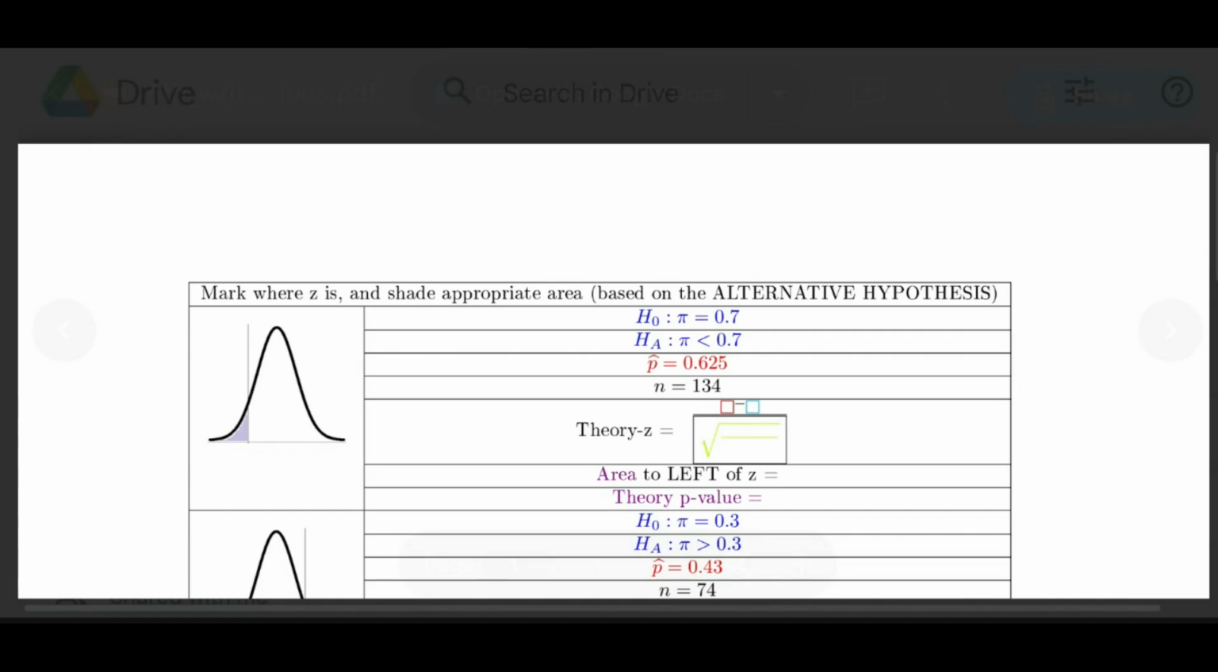No, I didn't give the formula for theory Z. Do you know what the denominator is in theory Z? Square root what?